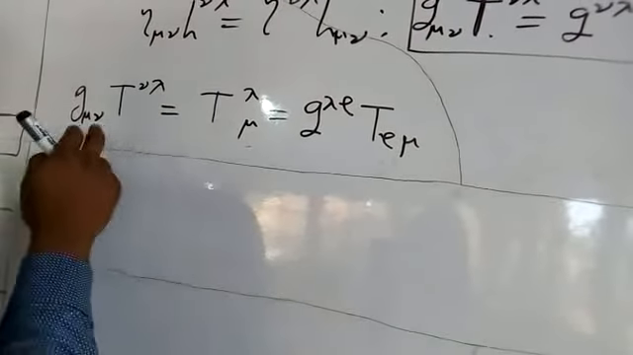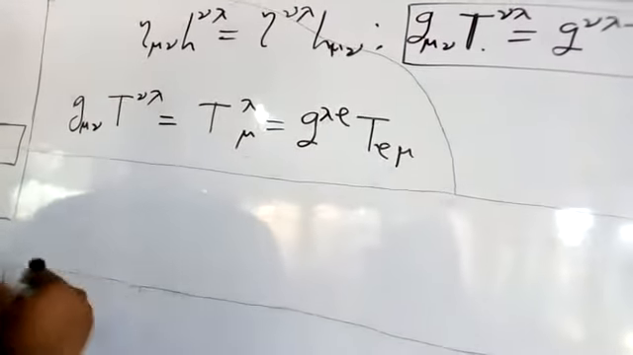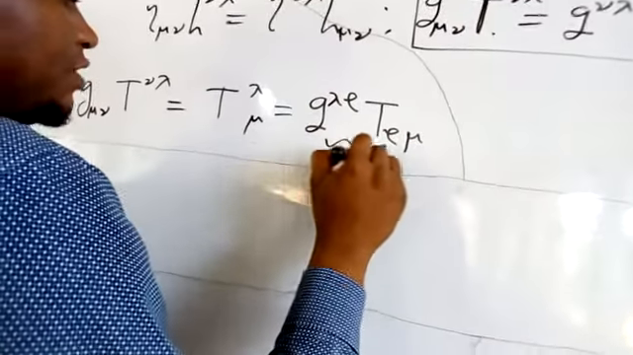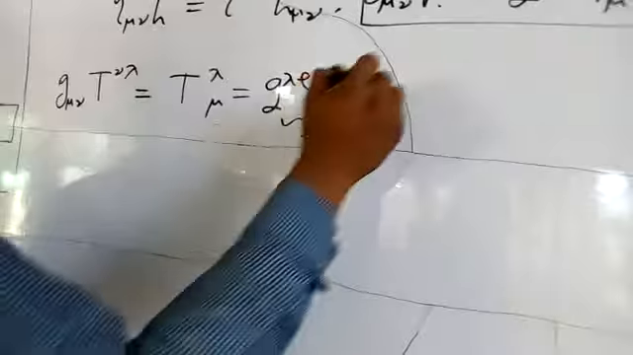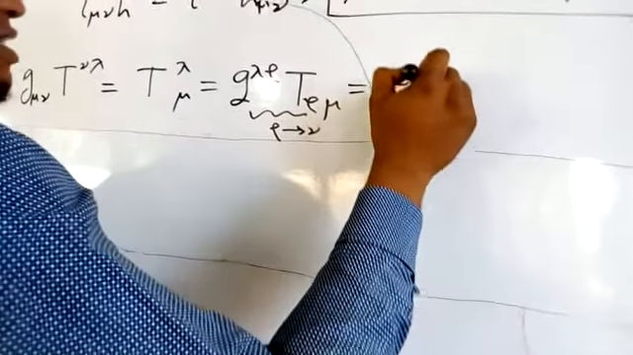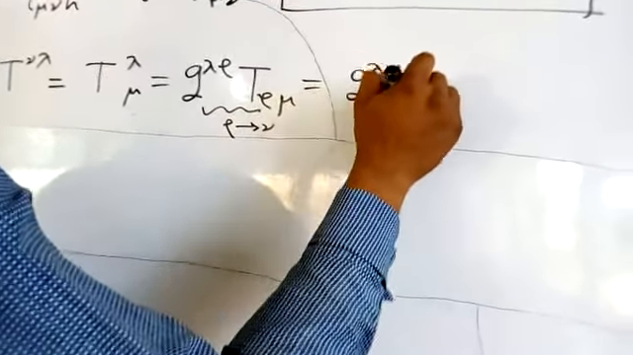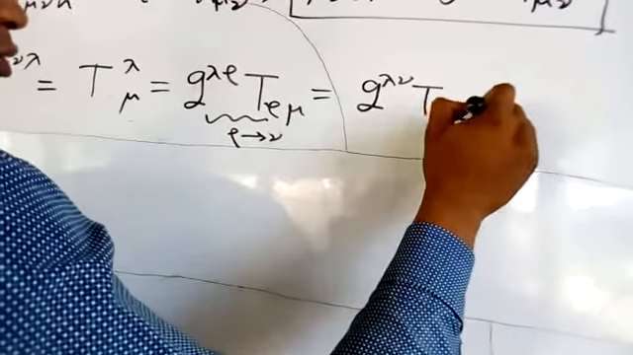Can you see that, of course, this whole thing is equal to that? But then again, on this side, I can change rho to nu. It's a dummy index, and I have the freedom to do that. So this is the same thing as here, lambda nu T nu mu.